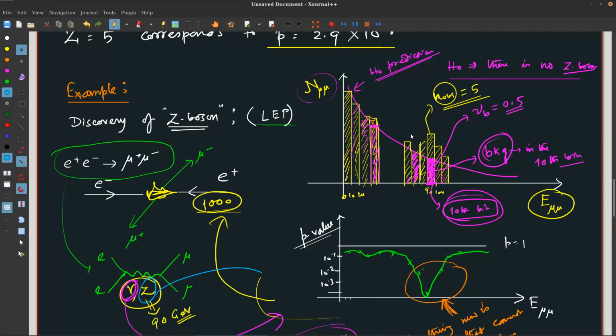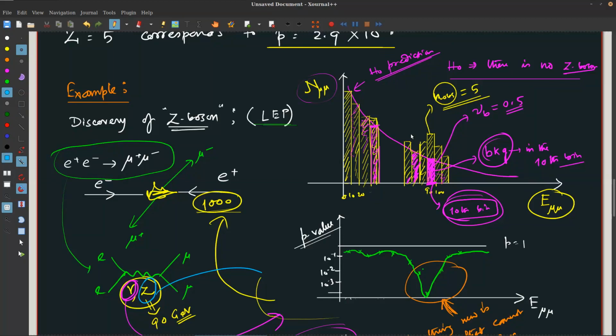So smaller p-value gives worse compatibility, and a smaller p-value you can convert into significance. After you convert it into significance, then you can make a quantitative statement that the data features a new effect that is not captured by my hypothesis H0, and the significance of that new effect is that many sigma.